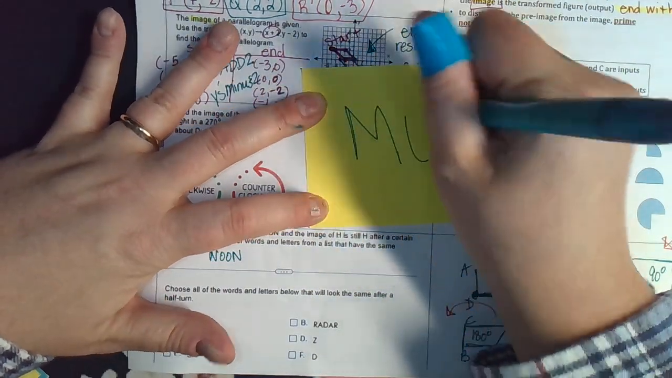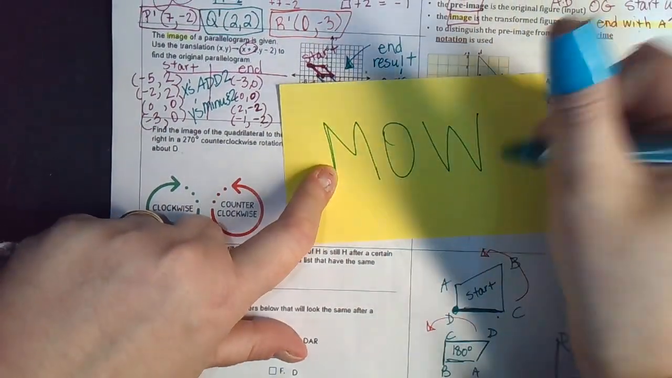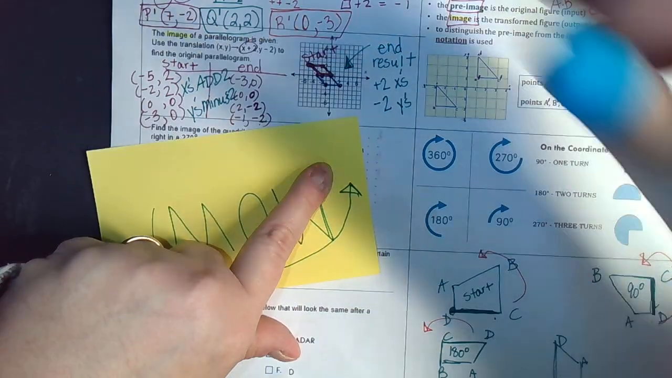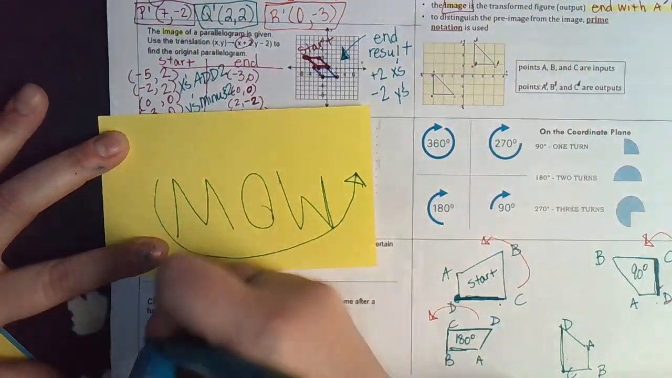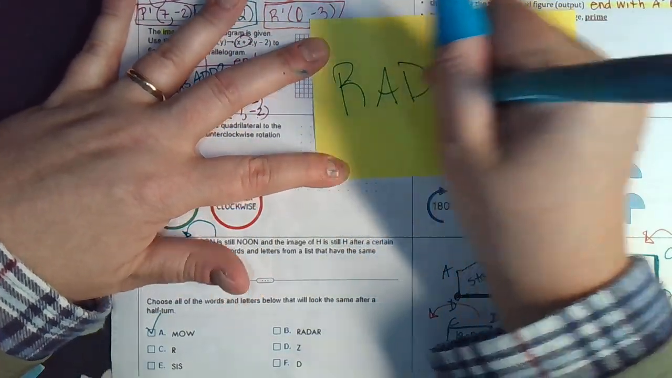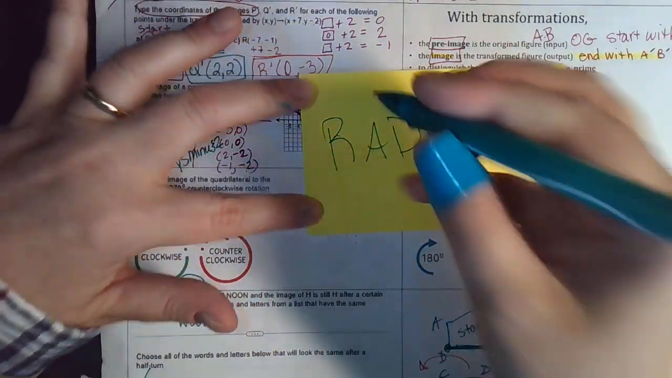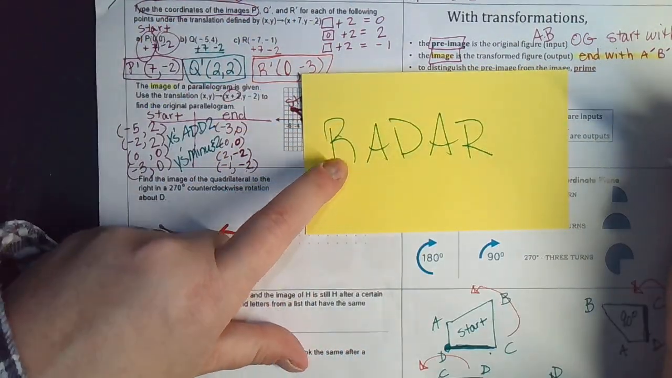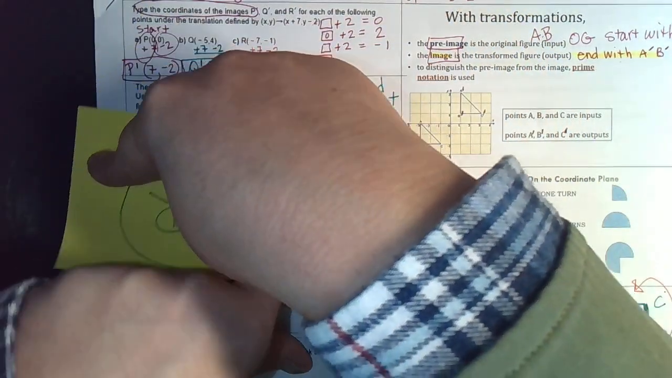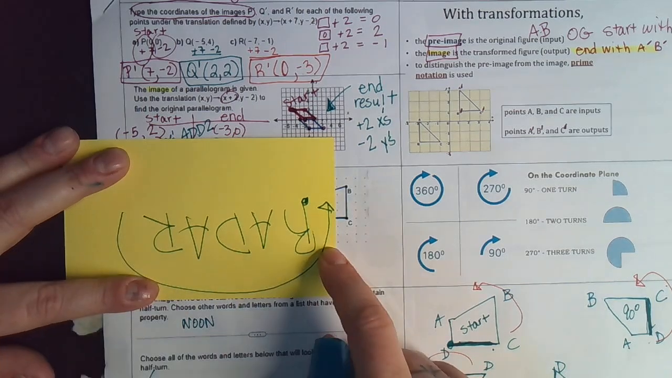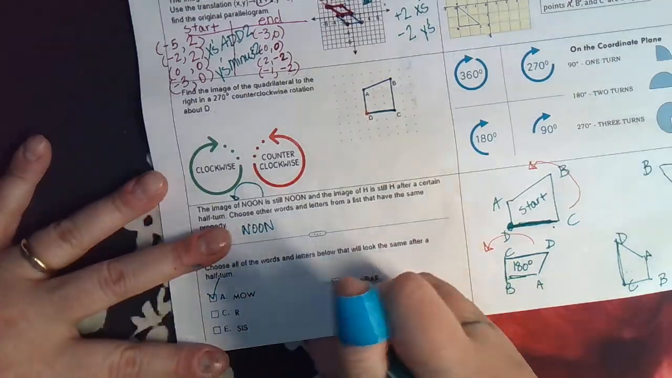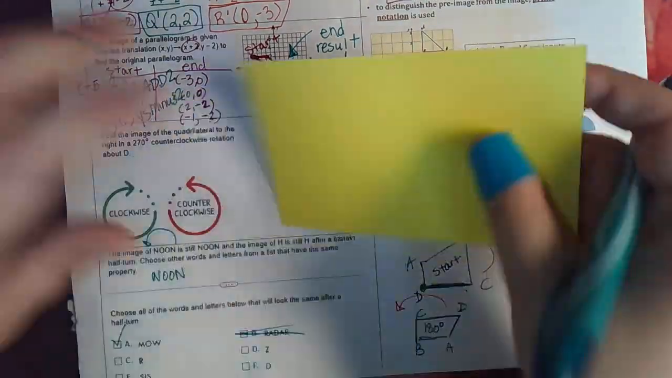Here's MOW. Hold it on the bottom left and turn it 180 degrees, or a half turn. Oh, hey, it's still MOW. Okay, let's try radar, because those are the same forwards and backwards. But if I hold it down on the bottom left and rotate it 180, that does not make the word. I can't even read that word. It's not the correct order. So radar does nothing.